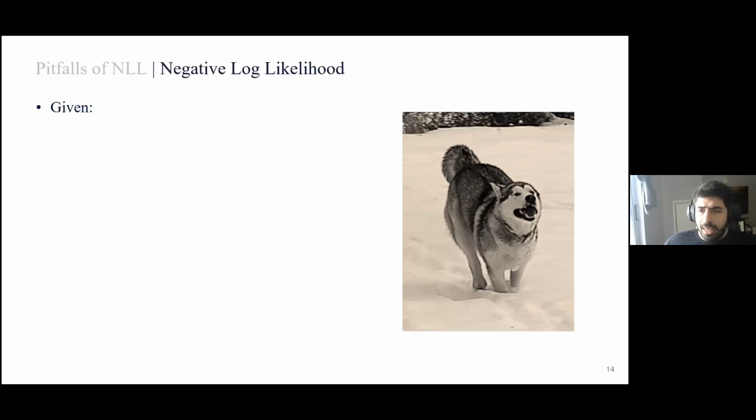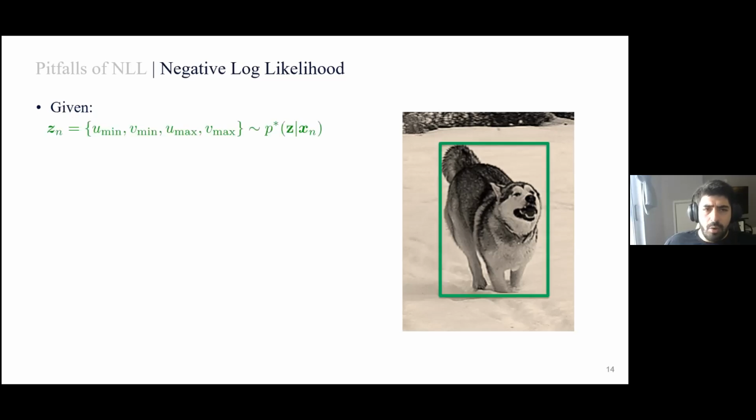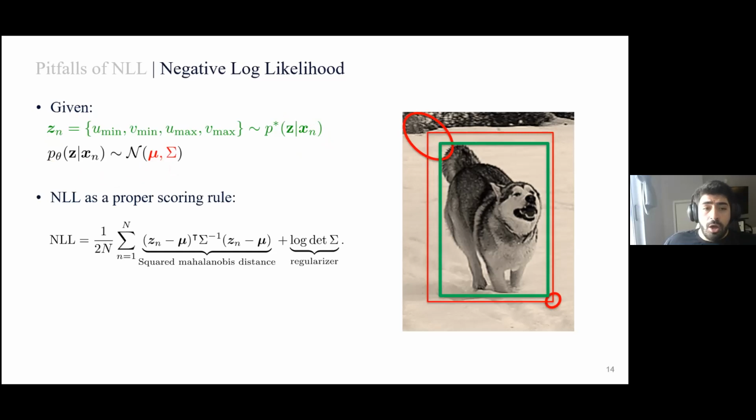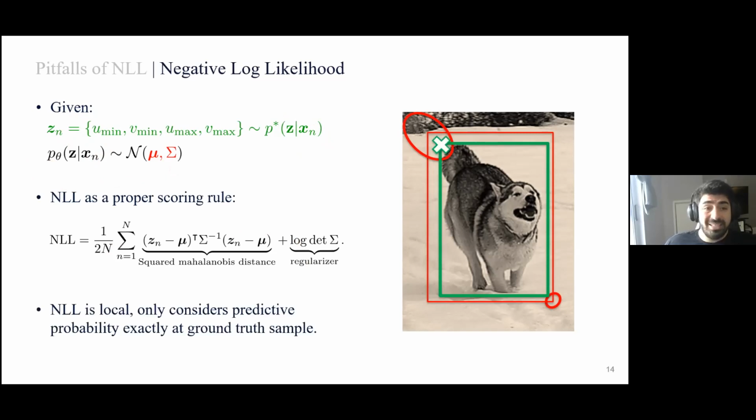As a reminder, we will be focused on bounding box multivariate predictive distributions. We are given a sample Zn from the data generating distribution, and we have a network that outputs a predictive distribution parameterized by the mean and the covariance matrix. We can evaluate how much probability is assigned to Zn by our predictive distribution using the negative log likelihood. Since the negative log likelihood only considers probability assigned exactly at Zn, it's called a local proper scoring rule.